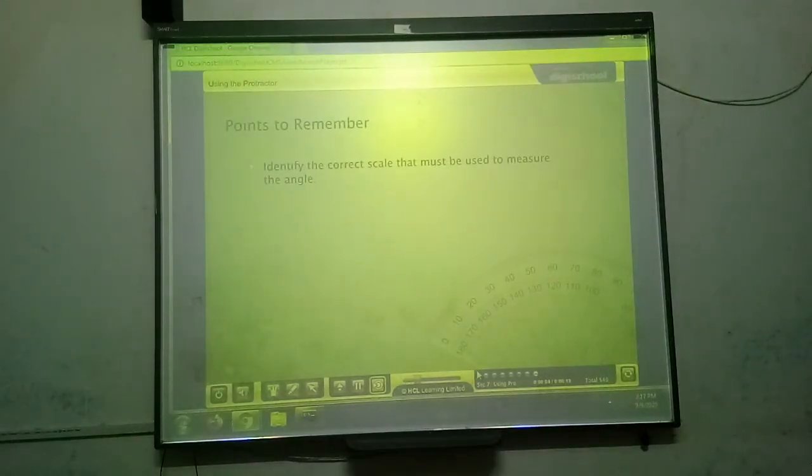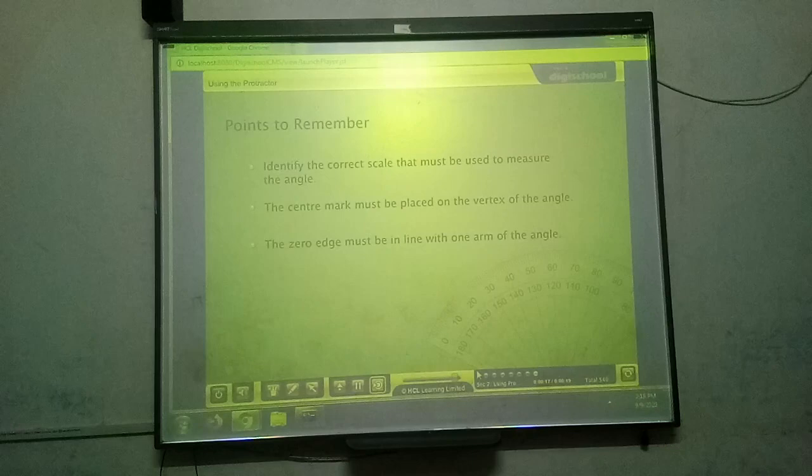Identify the correct scale that must be used to measure the angle. The center mark must be placed on the vertex of the angle. The zero edge must be in line with one arm of the angle.